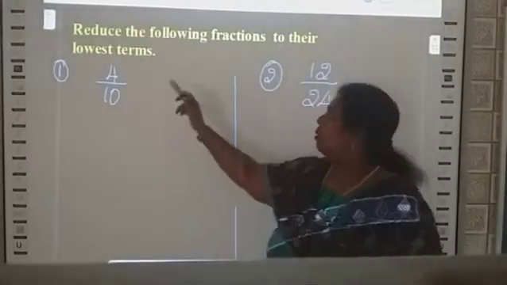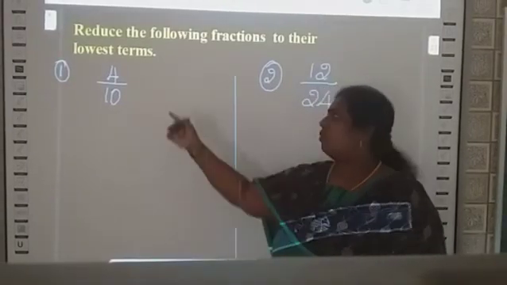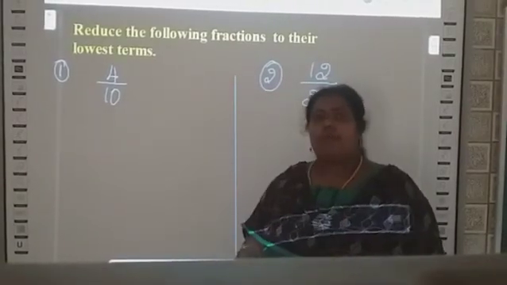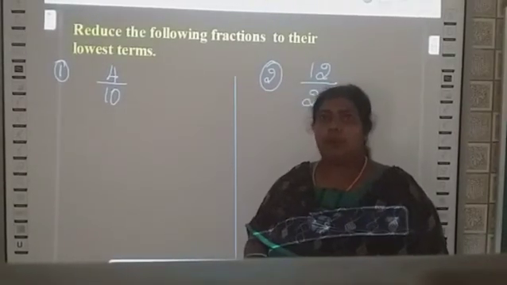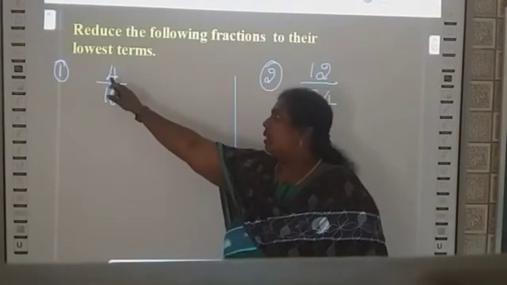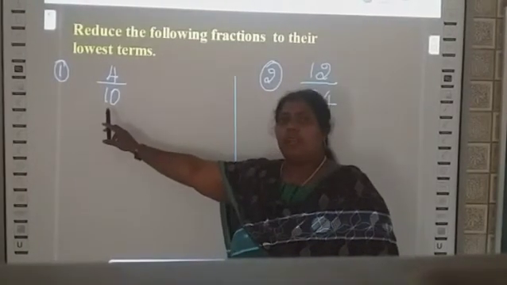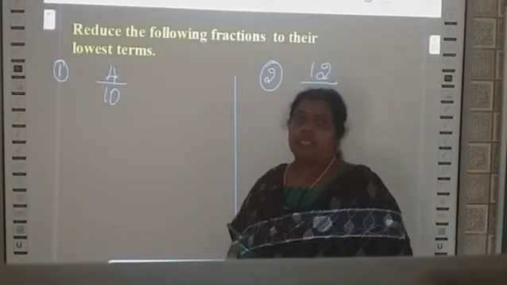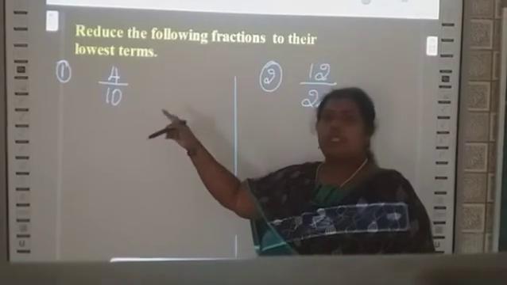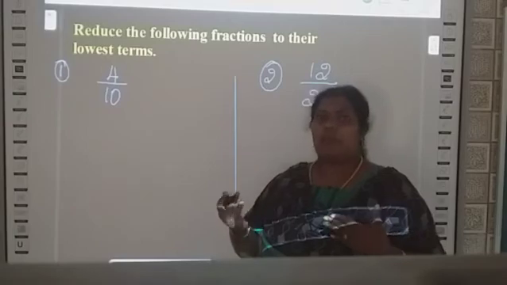See, first, reduce the following fractions to their lowest term. So how to reduce the values? The fraction here is 4 by 10. You already learned how to reduce, isn't it? In the fraction, this value on top is the numerator, and the value below is the denominator, isn't it? How to reduce this value? To reduce, we have to divide the value. If you divide, what do we have to do? We have to use the same number, isn't it?